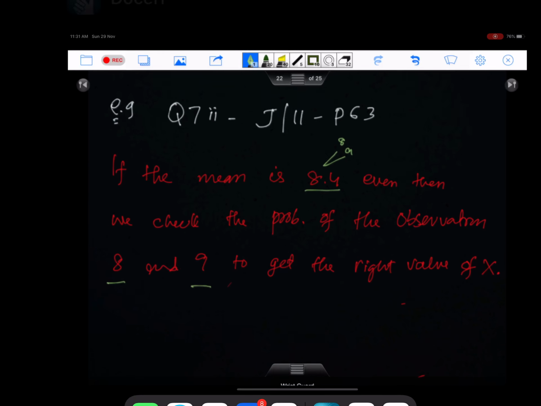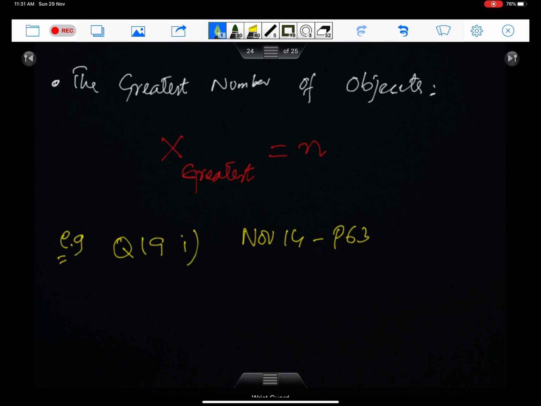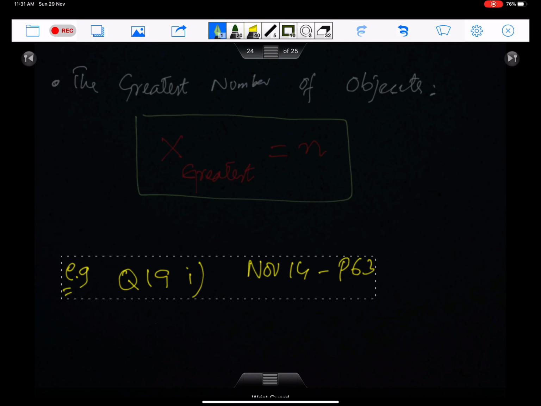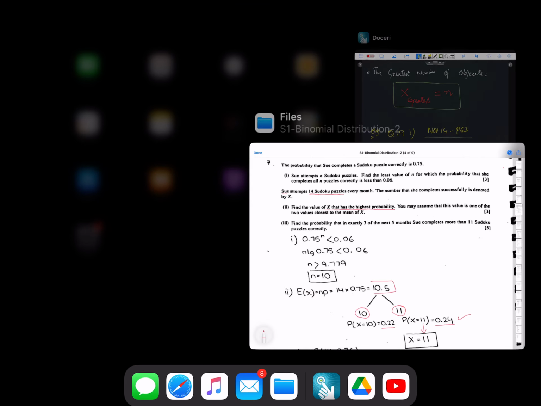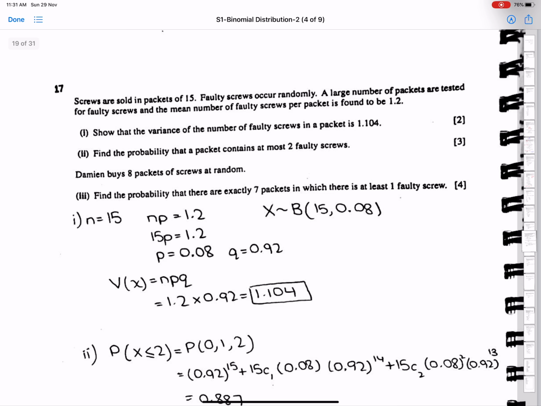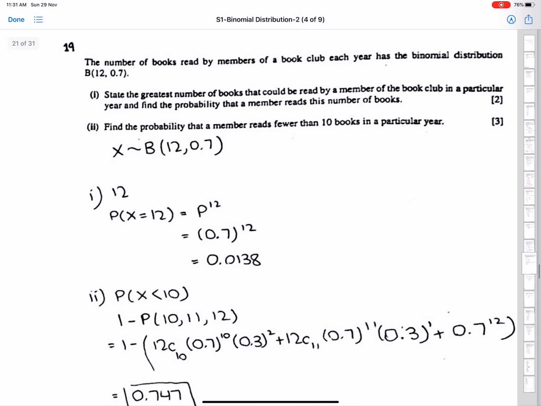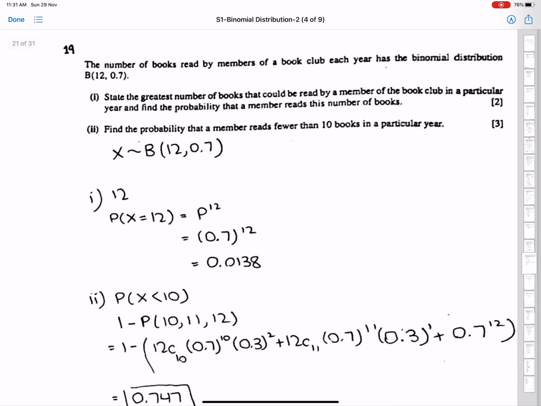Now the next concept is the greatest number of objects. Now this is the formula for getting the greatest number of objects. Obviously it must be n. I mean the greatest number of objects must be n, and the example of this concept is 19 part 1, and in the past paper it's November 14 paper 63. So 19 part 1. Let me discuss 19 part 1 with all of you. I will just discuss part 1 only because this is the required part.